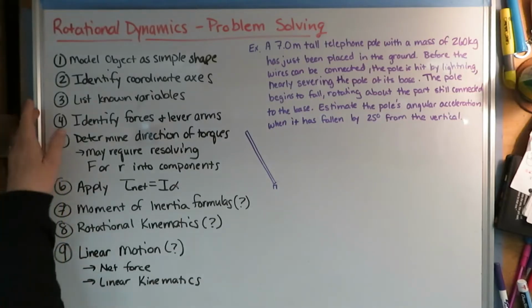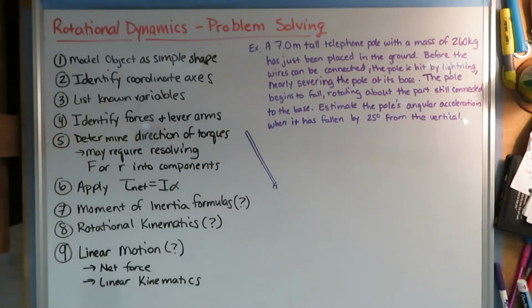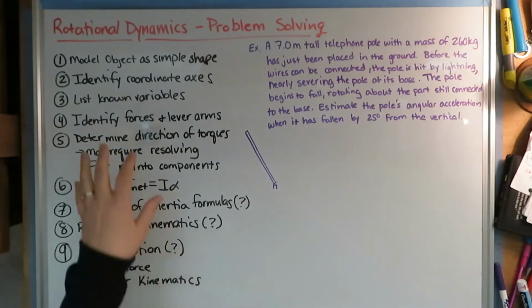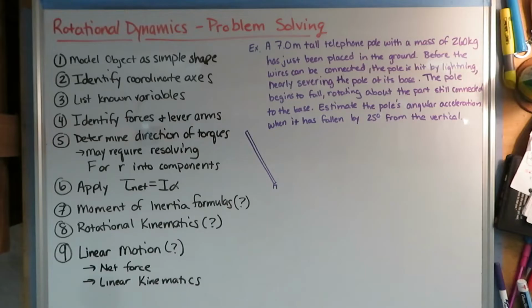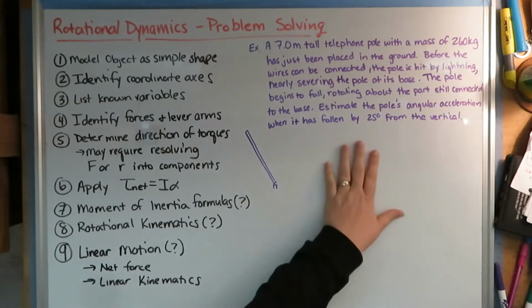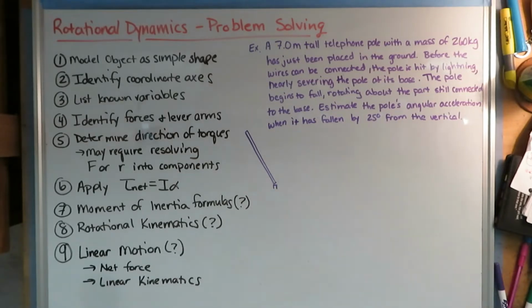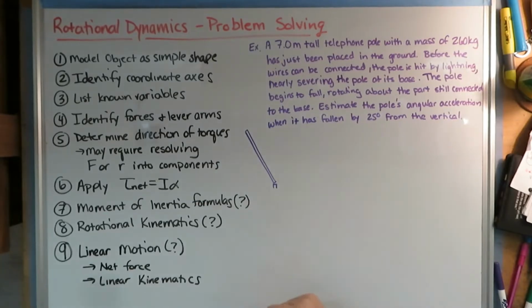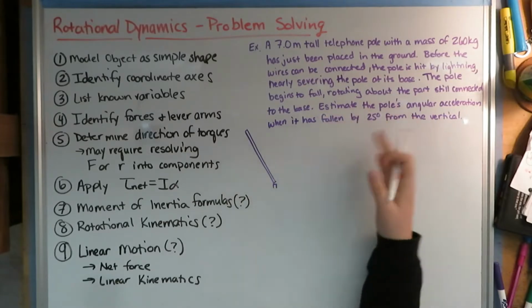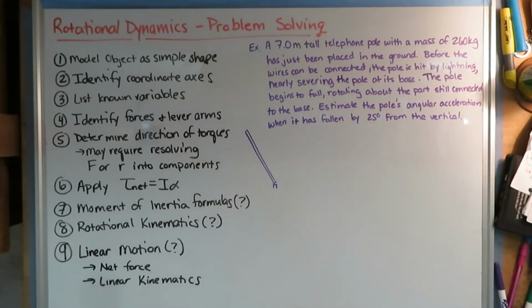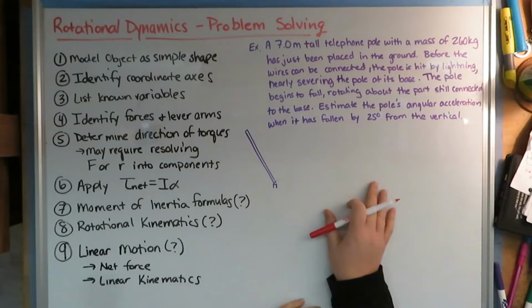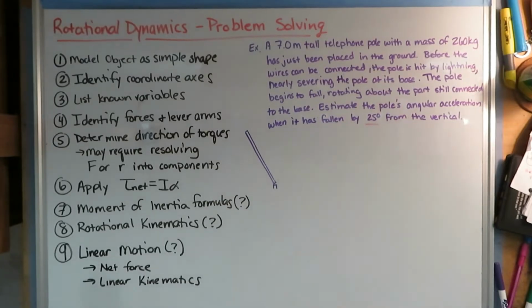So we're going to need to identify coordinate axes. Those coordinate axes will include the axis of rotation. Sometimes the axes will be X and Y. Sometimes you might just look at parallel and perpendicular. It'll depend on what's going on. In this problem with the telephone pole, we are looking at the angular acceleration as it's falling, and it wants us to estimate the pole's angular acceleration when it has fallen by 25 degrees from the vertical.